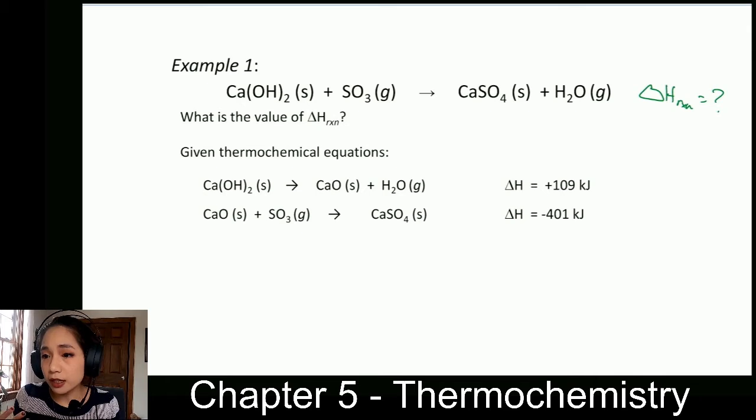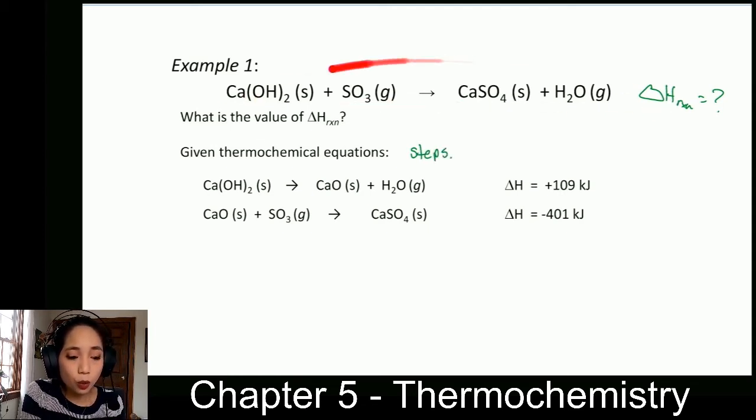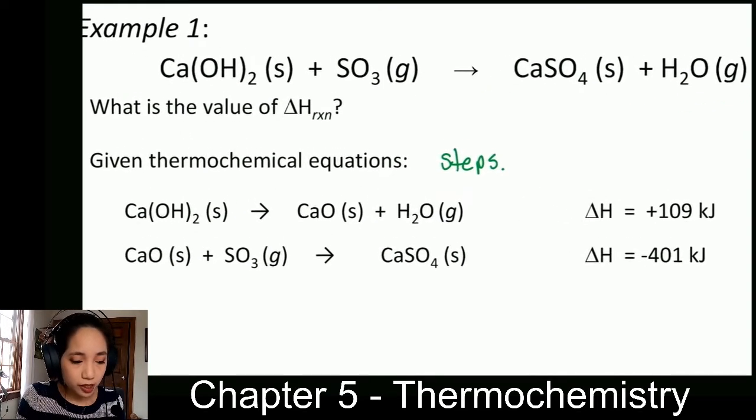So we are given these different steps, these specific thermochemical equations. These are the steps that we're given to try to reproduce the overall reaction. The first thing we want to do with this Hess's law strategy is check that the products and reactants are on the correct sides. So I kind of do this stepwise.